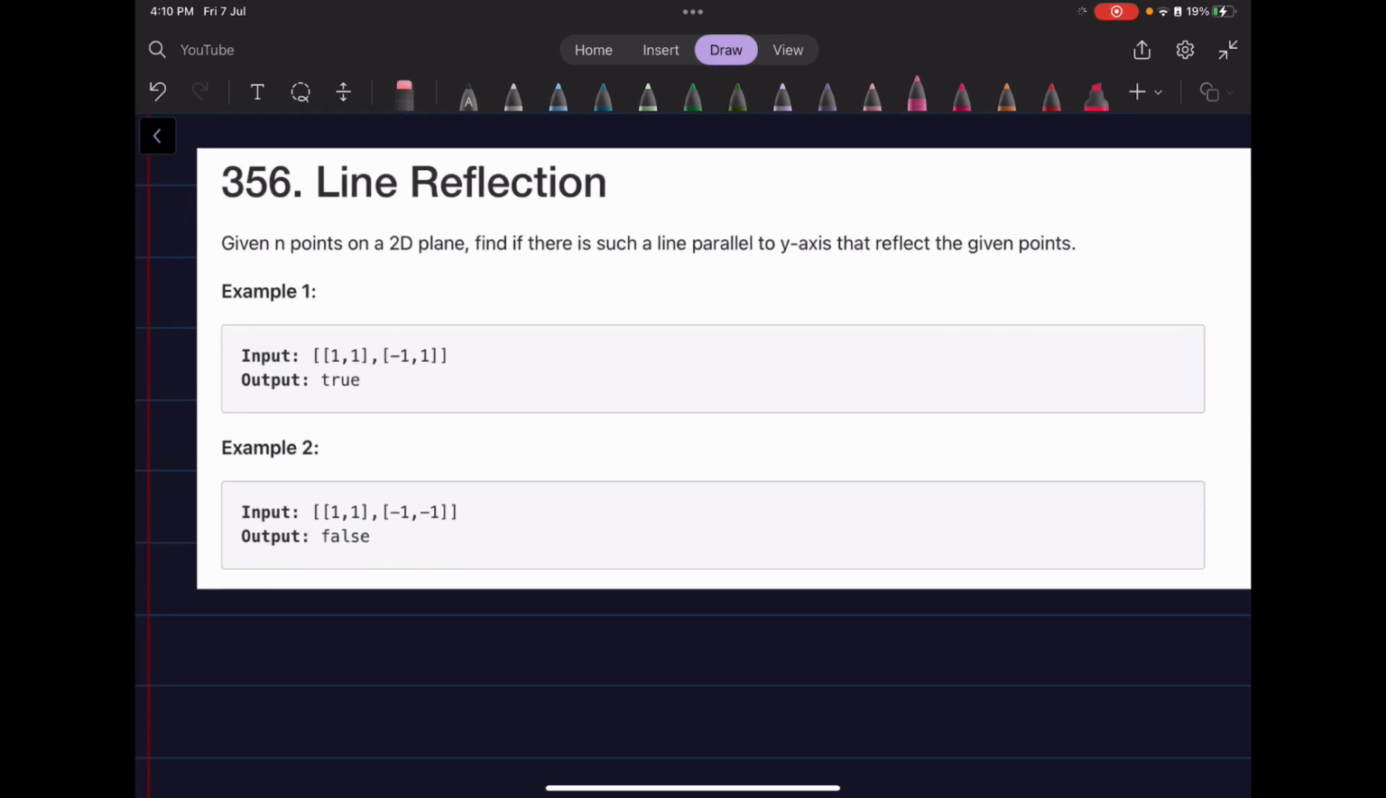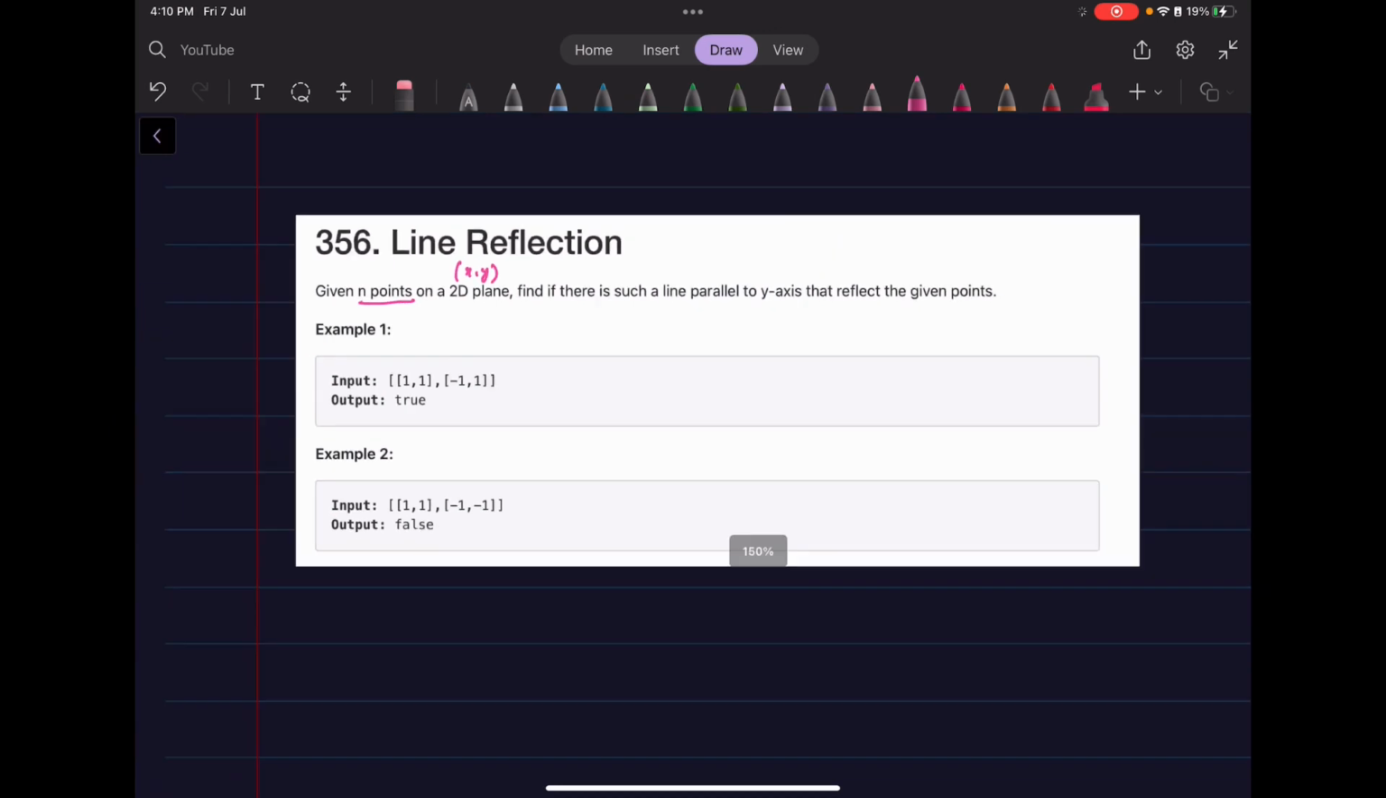If you see, it says we are given n points on a 2D plane. By 2D plane we mean we have x and y. Basically it's the x-y plane, which has two axes. Now find if there is such a line parallel to the y-axis that reflects the given points.